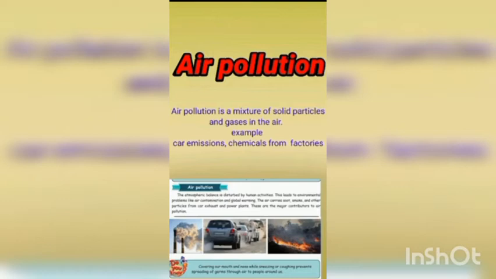What is air pollution, children? Air pollution is a mixture of solid particles and gases in the air. Example, car emission, chemicals from factories, that is factory outlets.